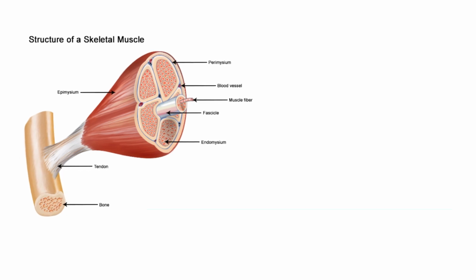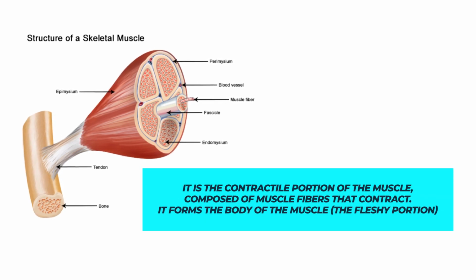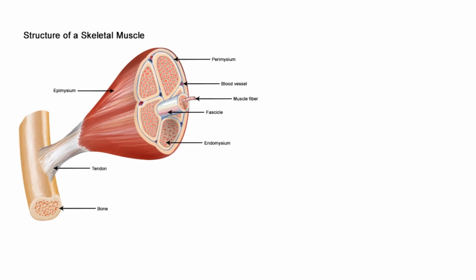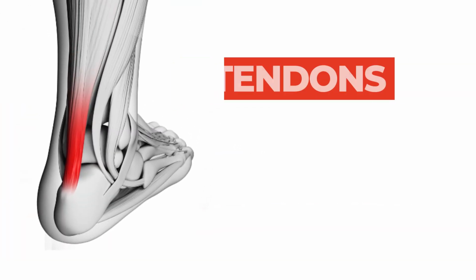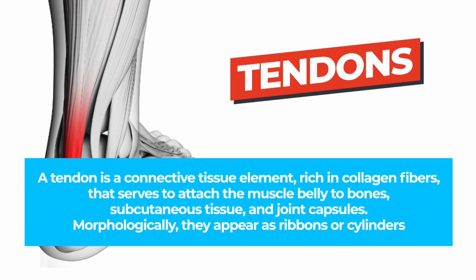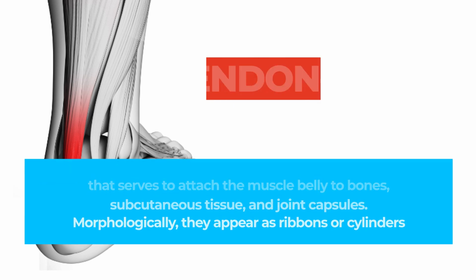So what are they? Let's start with the muscle belly, which is the contractile part of the muscle, made up of muscle fibers that contract. It makes up the body of the muscle, its meatiest part. We also have tendons, which are connective tissue elements rich in collagen fibers and serve to attach the muscle belly to bones, subcutaneous tissues, or joint capsules. They also have a morphological appearance, resembling ribbons or cylinders.